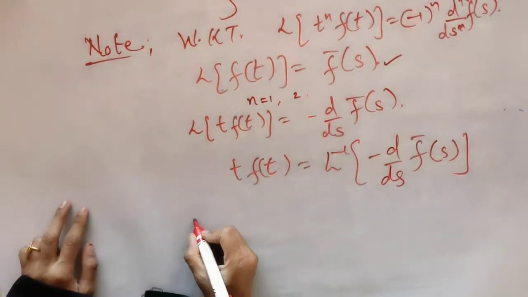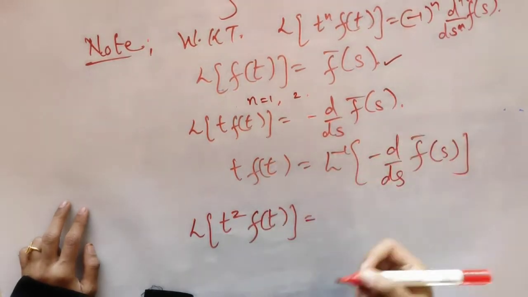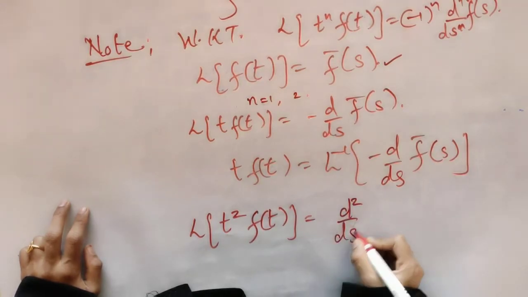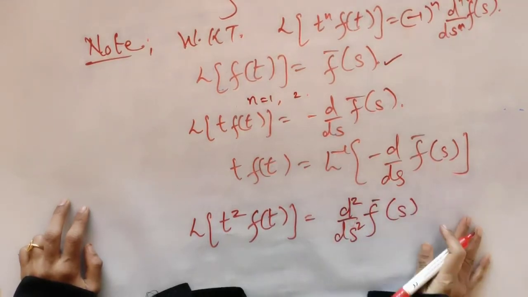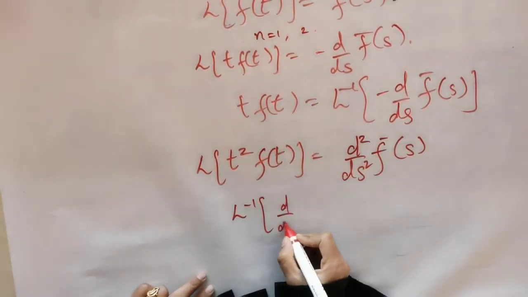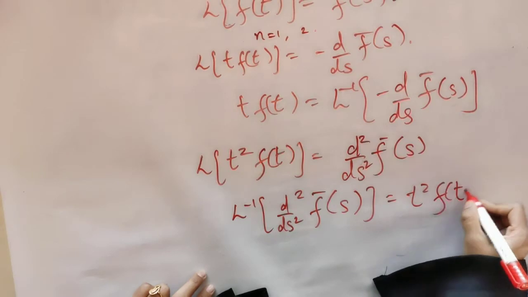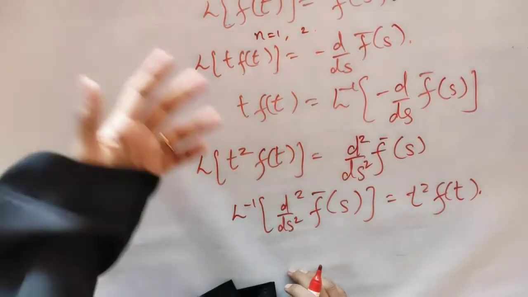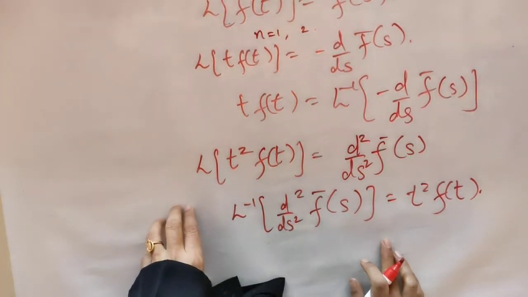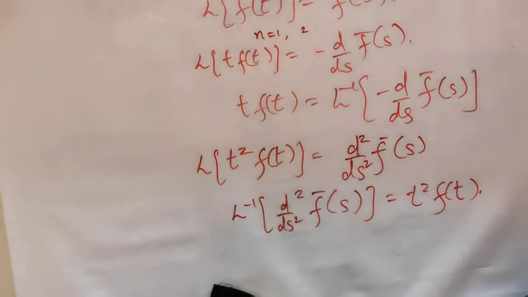Similarly, for n is equal to 2, the property can be written as t square into f of t equals (-1) to the power 2, which is 1, times the second derivative of f bar of s. And if I take the inverse Laplace, the inverse Laplace transform of the second derivative of f bar of s turns out to be t square into f of t. And so on, you can continue with it. Now based on this we'll be working certain problems. So all of you take a pen and paper and start working on the problems with me. This is the important part that you need to know.